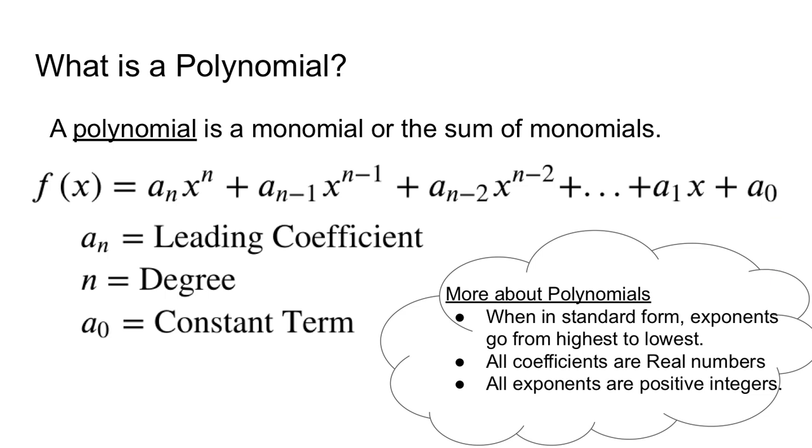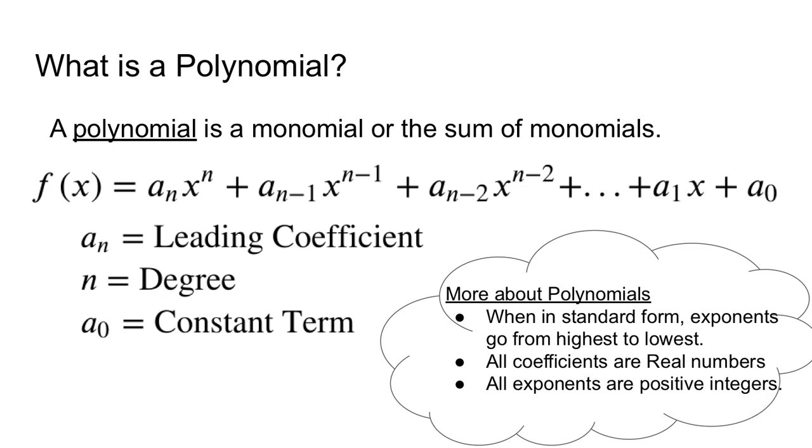But it's really important that a polynomial is written in standard form, that we always go from the highest exponent to the lowest exponent. The other thing that's important, another characteristic, is all the coefficients have to be real numbers. So as far as the numbers in front of the x values, all of those are going to be reals. And all of the exponents have to be positive integers.